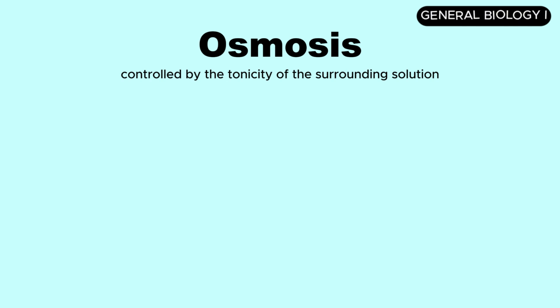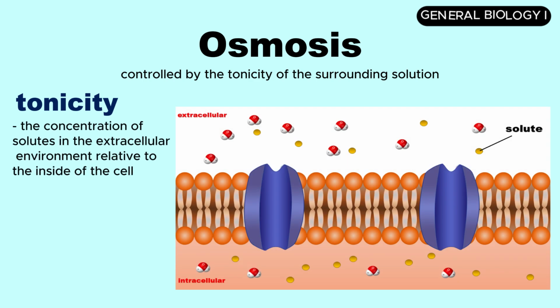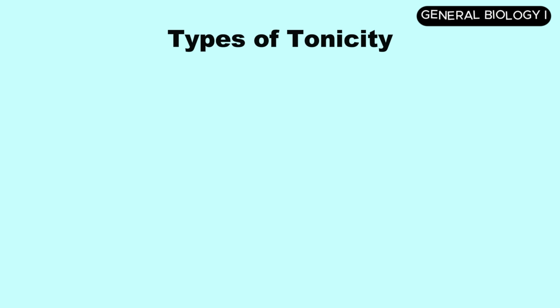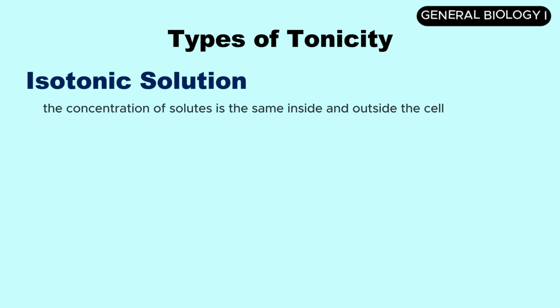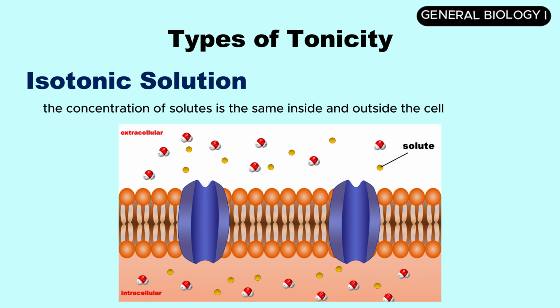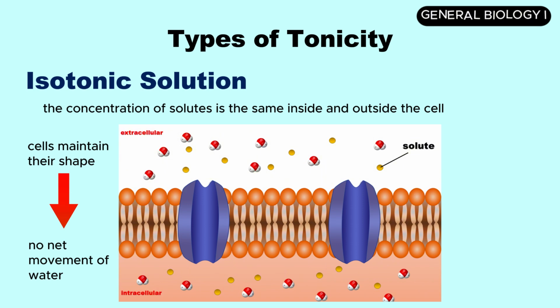It's controlled by the tonicity of the surrounding solution. Tonicity refers to the concentration of solutes in the extracellular environment relative to the inside of the cell, and it affects the direction of water movement. Let's explore the three types of tonicity. Isotonic solutions. In an isotonic solution, the concentration of solutes is the same inside and outside the cell, meaning that water moves in and out at the same rate. Cells maintain their normal shape because there's no net movement of water.